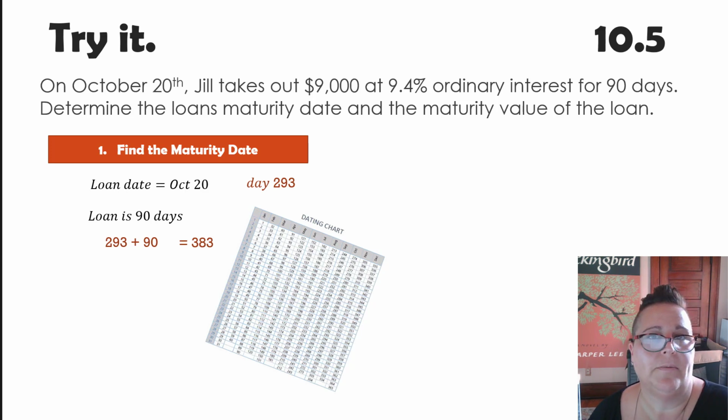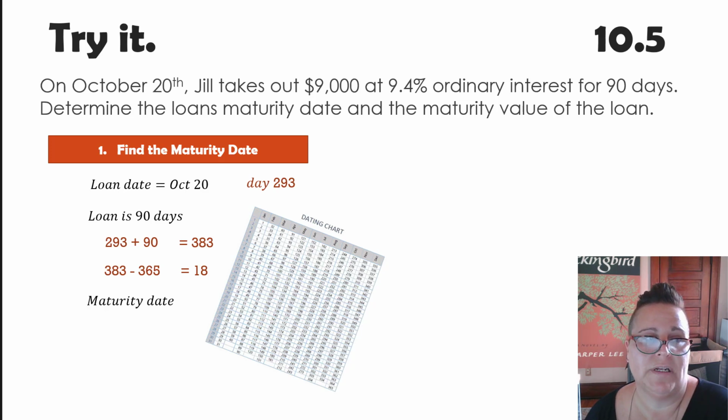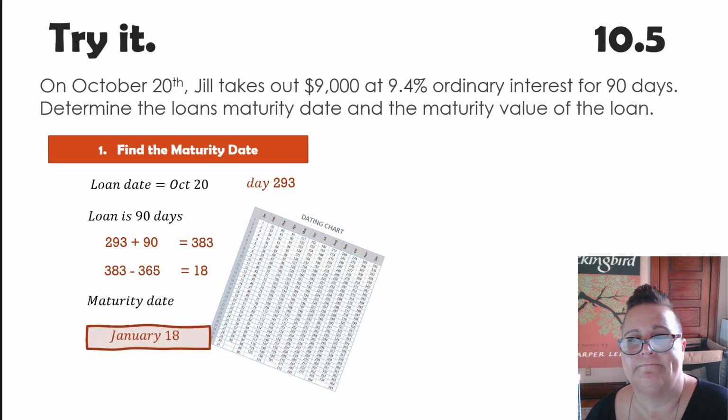The chart doesn't go up to 383. There are only 365 days in a year. So I have to take the 383 and subtract 365. That gives me 18. Day 18, based on this chart, is my maturity date, or the due date of the loan, and that's going to be January 18th.